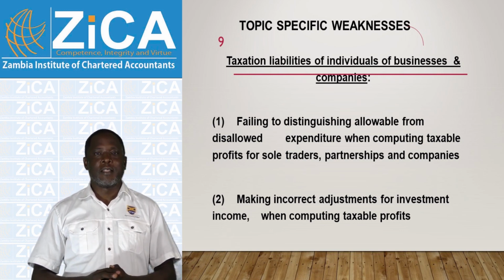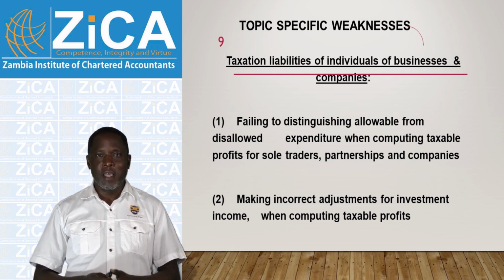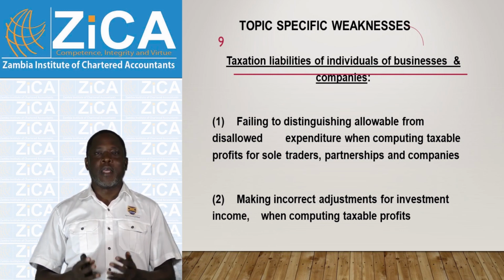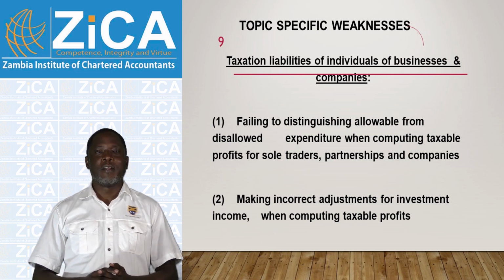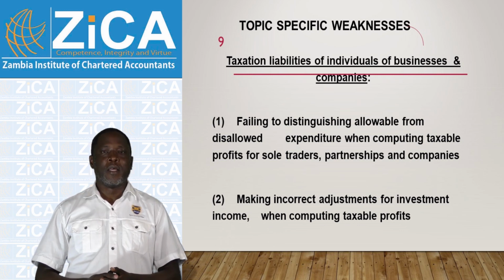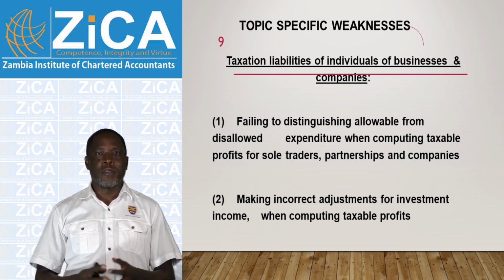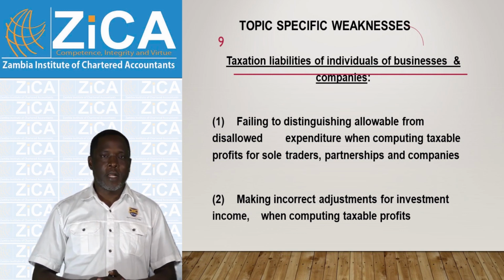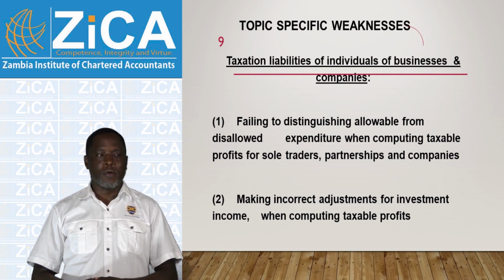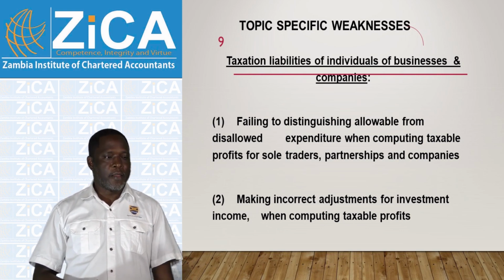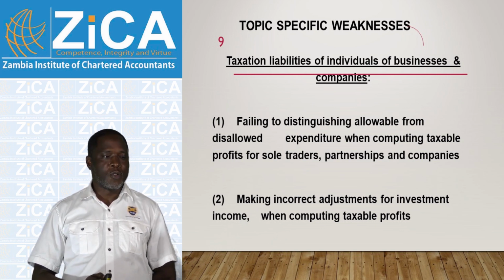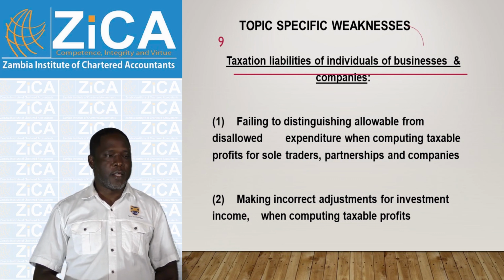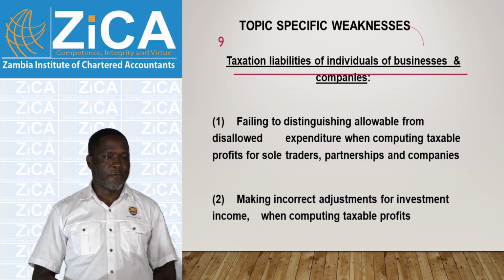Now, one major weakness demonstrated by students is the inability to identify from information given which expenses are allowable and which expenses are not allowable. It is important that you are very conversant with the rules which are used to distinguish between expenditure which is allowable for tax purposes from that which is not allowable. Then another challenge is making incorrect adjustments when it comes to investment income when computing the taxable business profits.